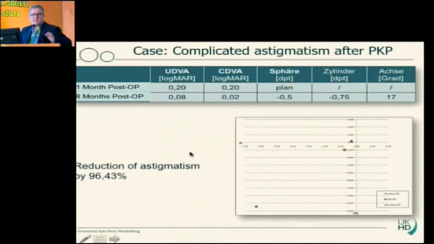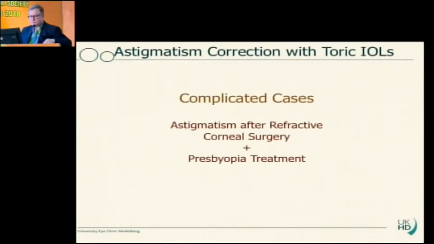So you can really correct these high amounts, and the patients are tolerating this type of toricity in an intraocular lens without having any problems. Other challenging cases are astigmatism after refractive corneal surgery, and even in combination with some presbyopia treatment.